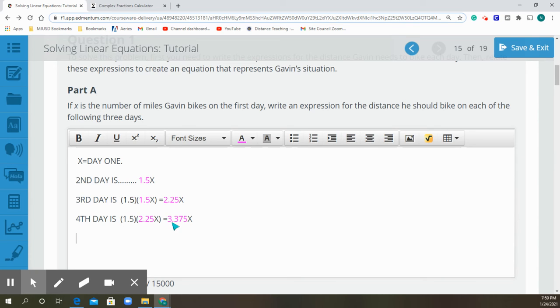Since the goal is that the total distance he should bike over the 4 days must equal 65, the total mileage needs to be 65 miles. So we take x, the first day, plus 1.5x for day 2, 2.25x for day 3, and 3.375x for day 4, and clean that up a little bit.